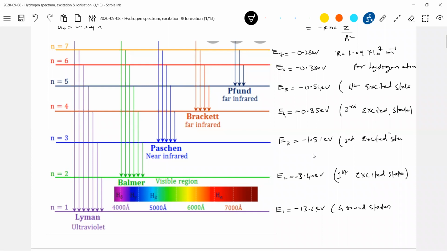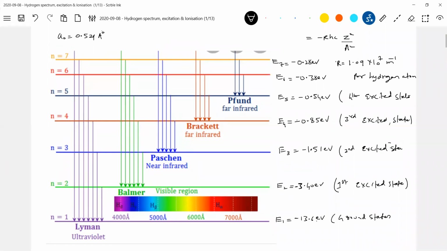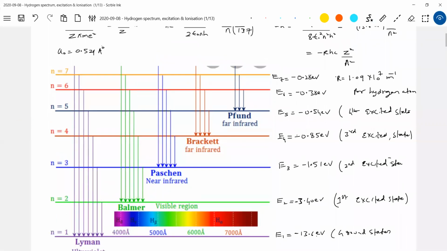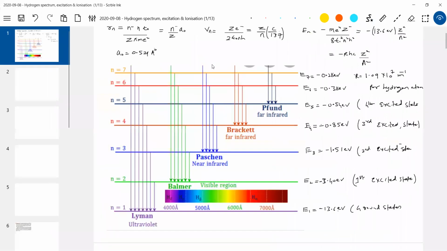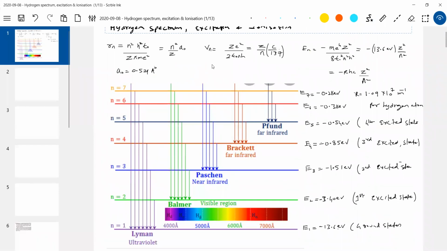And n equal to 1. What do you mean n equal to 1? Put n equal to 1 in this formula. Okay, everything is visible, you check it now. For hydrogen atom, what is Z? Z equal to 1. So put Z equal to 1. Then n equal to 1, 2, 3, 4, 5, 6, 7.